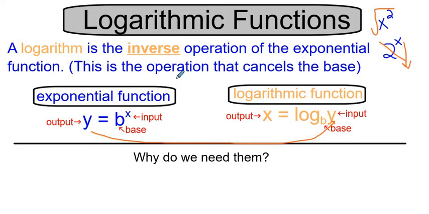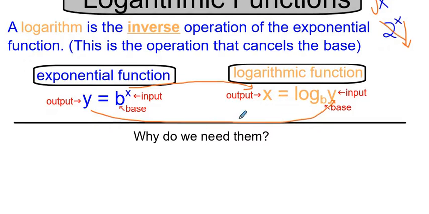Remember, the definition of an inverse is take your output and your input and reverse them. Your domain becomes your range, and your range becomes the domain. So the output is now the input, and the input is now the output, but the bases stay the same. You have to keep the bases the same in order for the inverse to work. So some students will say, well, why do I even need this? Why do I need a new function?